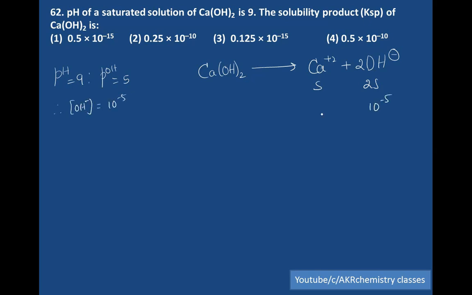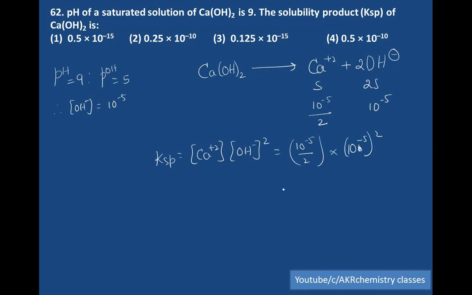If OH- is 10 to the power of minus 5, then the Ca2+ concentration is 10 to the power of minus 5 divided by 2. Therefore, Ksp is equal to the molar concentration of Ca2+ ion times OH- ion whole to the power of 2. That is equal to 0.5 into 10 to the power of minus 5, into 10 to the power of minus 5 whole to the power of 2. That is equal to 0.5 into 10 to the power of minus 15.